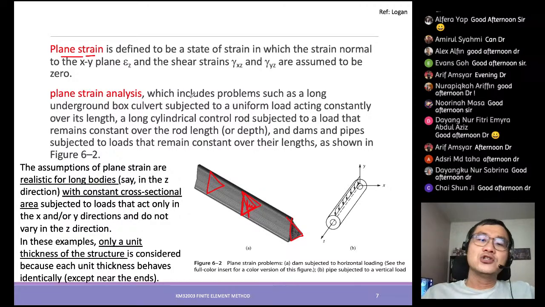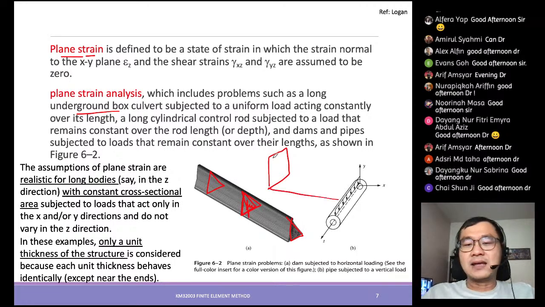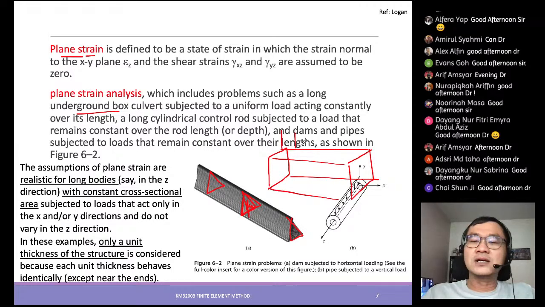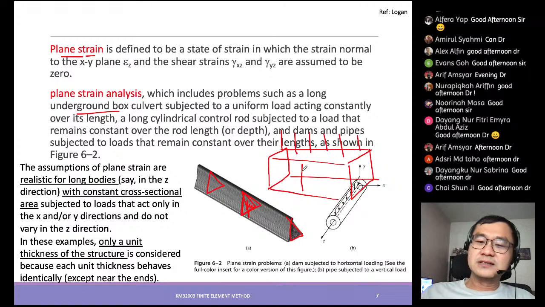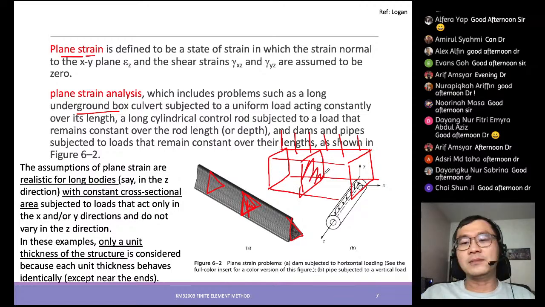So for example, now we can use it to analyze a very long underground box covered, maybe a rectangular box, which may be spanning a length of maybe 1 kilometer, right. So if we want to analyze it, we know that the forces are constant along the long structure, all right. Therefore we can simplify our problem by analyzing only the two-dimensional case, or we call it a shell problem now, right. So in this case we can extract and only analyze the cross-sectional area, right.